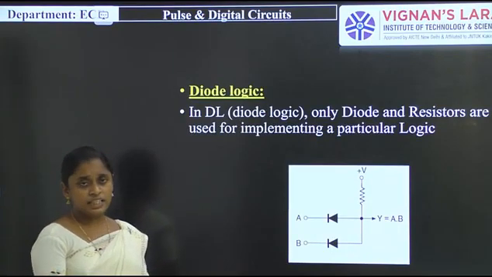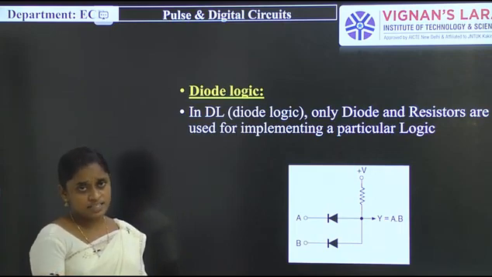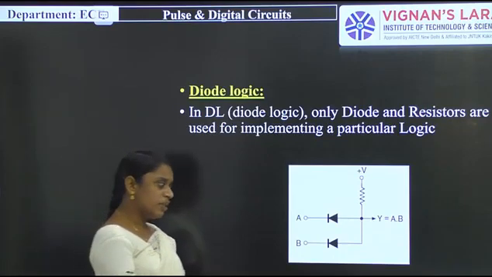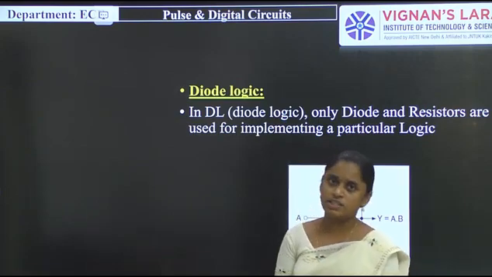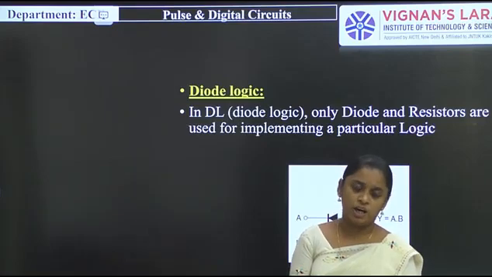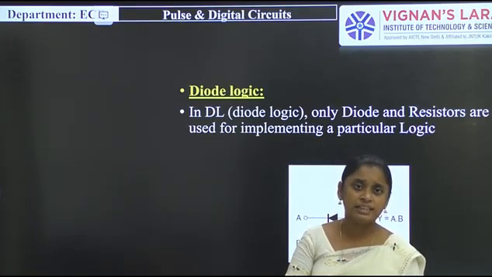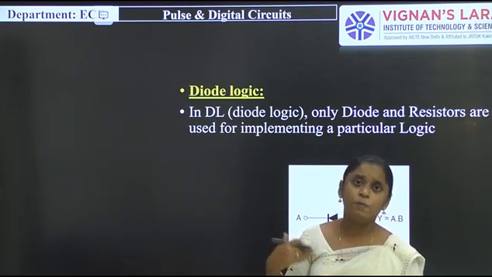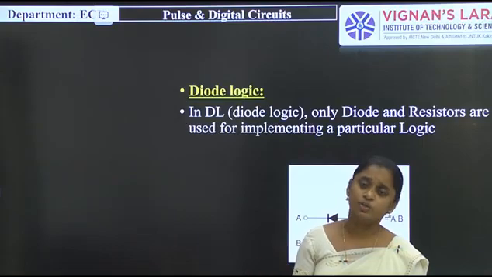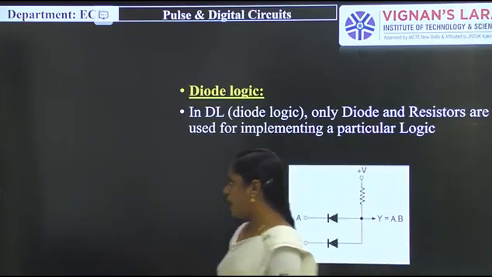In the diode logic, we use the diodes and resistors as the major elements. By using this diode logic we implement the AND and OR gates. First we discuss the AND positive logic. After that we discuss the AND negative logic. What is the circuit diagram for the AND negative logic? We have to check the condition.